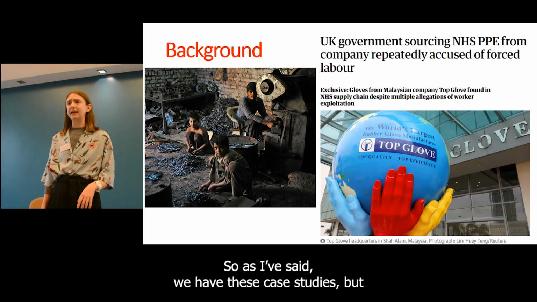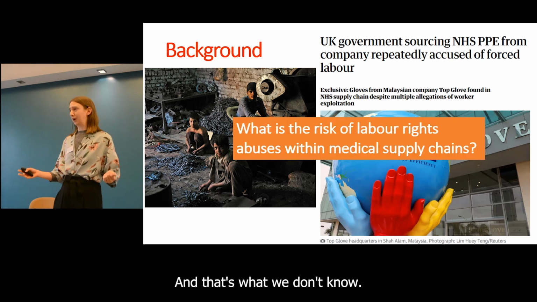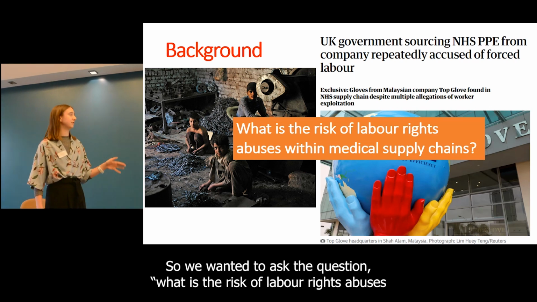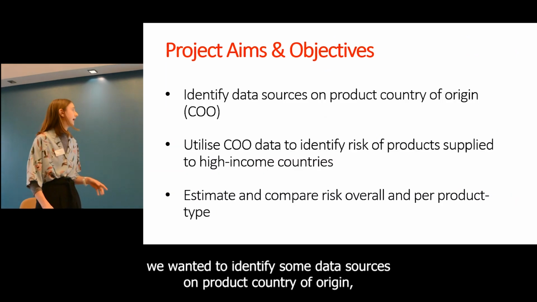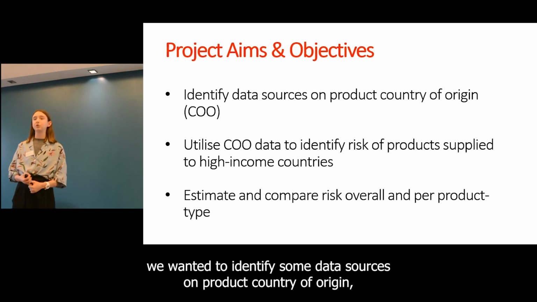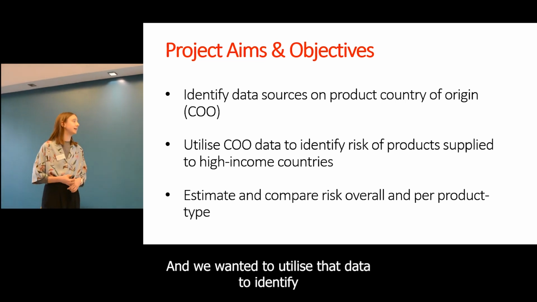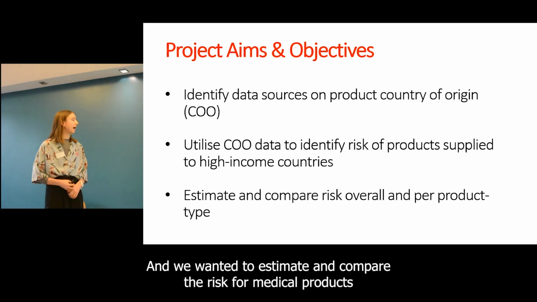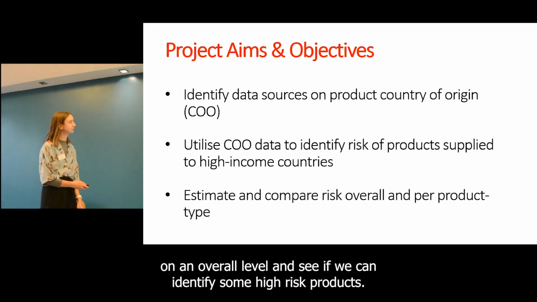So as I said, we have these case studies, but what actually is the scale of this problem? And that's what we don't know. So that's where this research is based. So we wanted to ask the question, what is the risk of labour rights abuses within medical supply chains? In order to address that, we wanted to identify some data sources on product country of origin, and I'll explain why we're using that in a moment. And we wanted to utilise that data to identify the risk of products supplied to high-income countries. And we wanted to estimate and compare the risk for medical products at an overall level and see if we can identify some high-risk products.